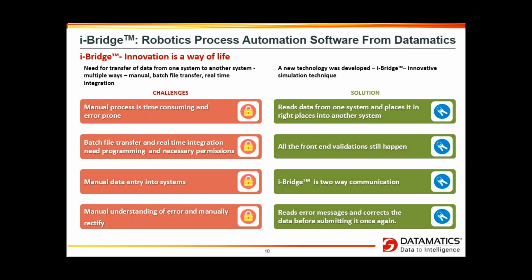Manual understanding of errors and manual rectification: suppose the date format is not valid, a name is incomplete, or some kind of validation failure message or system error message comes up. iBridge is intelligent enough to read them and act upon them like a human being.